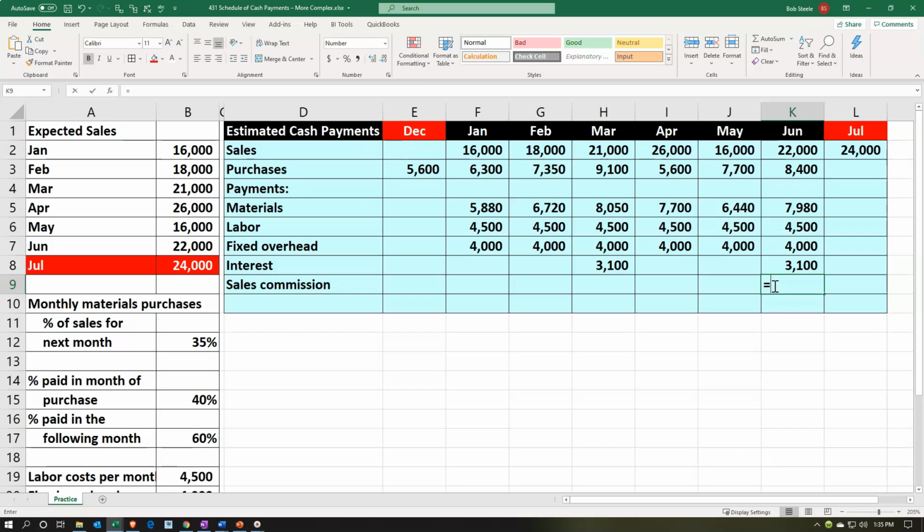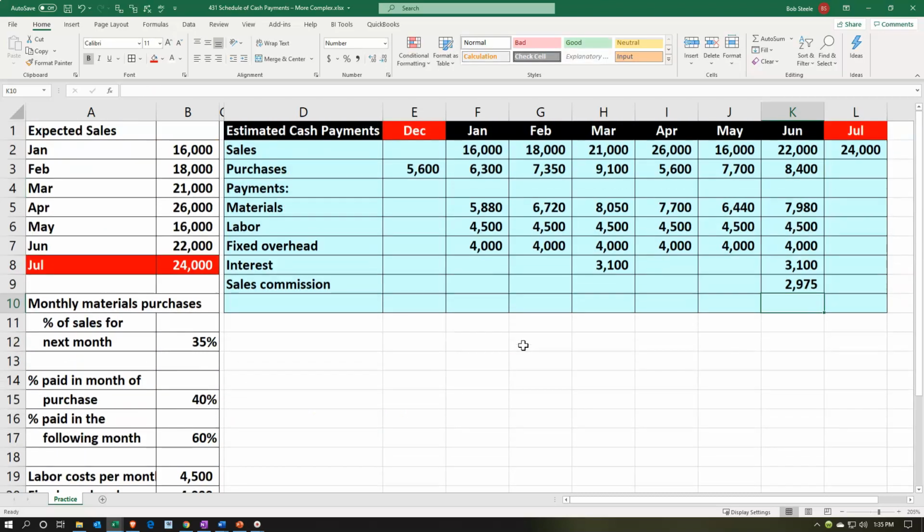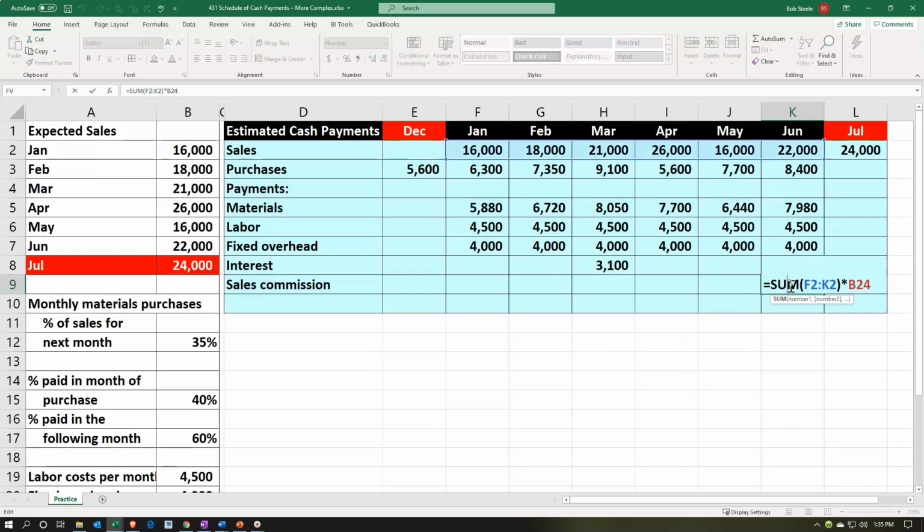So to do this, I'm going to say equals the sum of these 3 numbers, all the sales items from January to June. I'm going to close that up and then multiply that, say times, and then scroll down and we're going to pick up the 2.5% and enter. So we're paying the sales commission 2.5% of all the sales that happen for the 6-month time period, but we don't pay it till June.